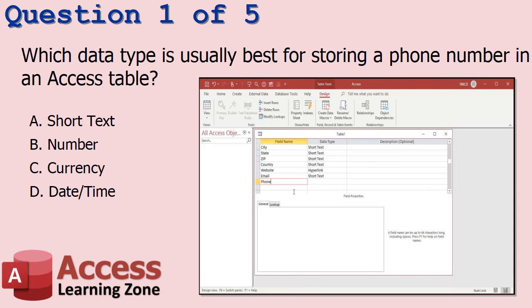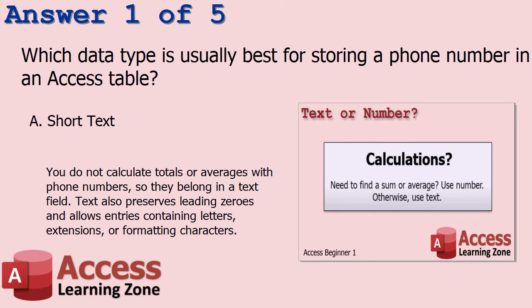Question 1. Which data type is usually best for storing a phone number in an Access table? Short text, number, currency, or date time? That's going to be short text. Remember my rule. If you're not calculating it, use text. You're not going to take the sum of a bunch of phone numbers.